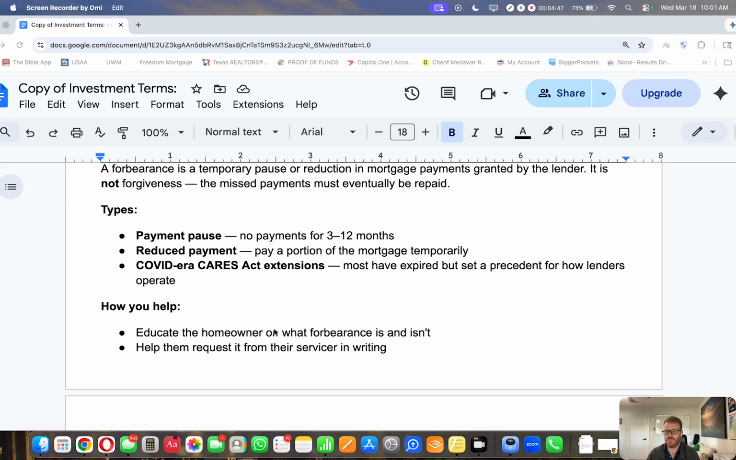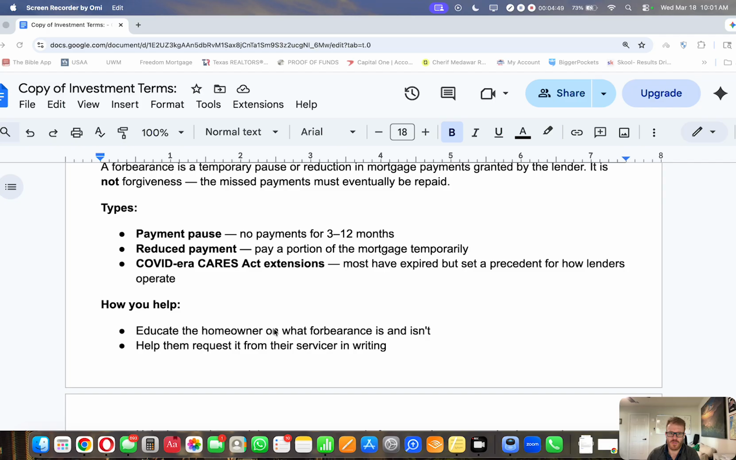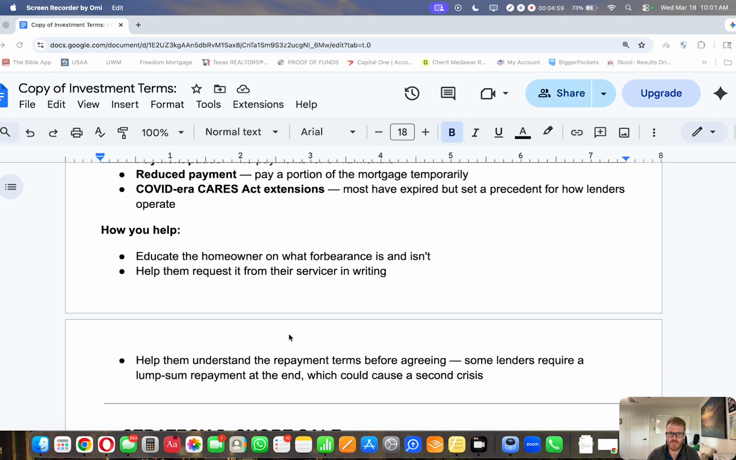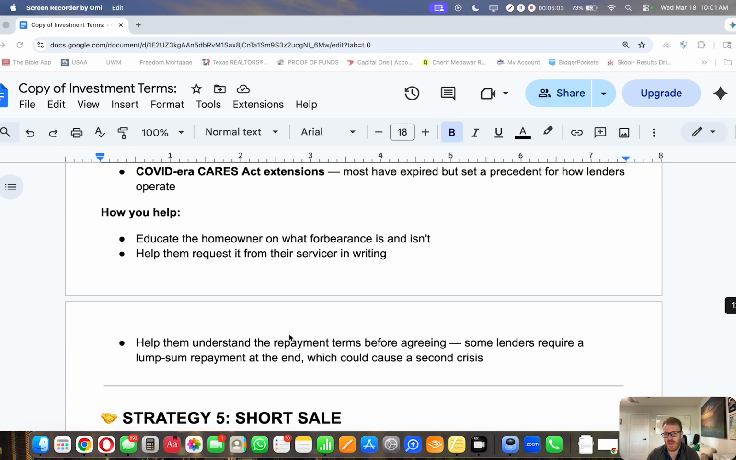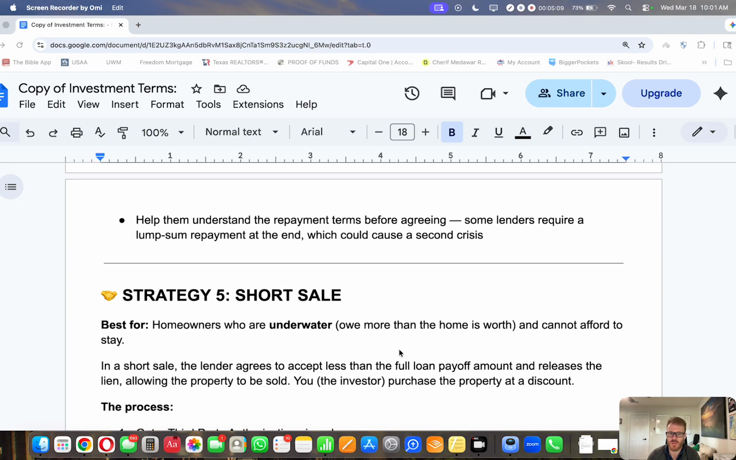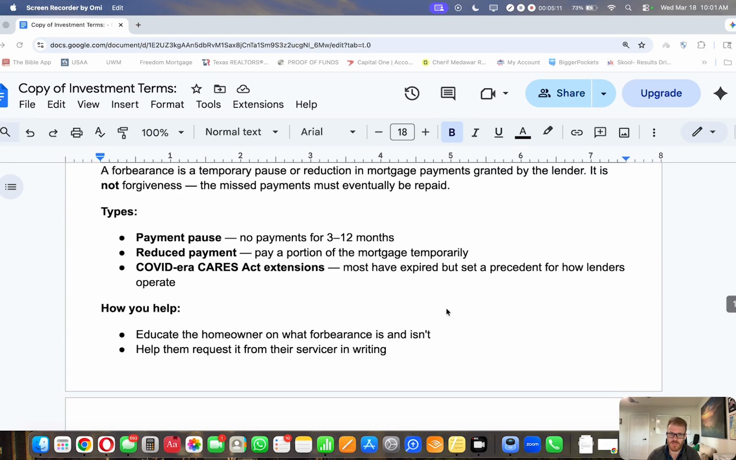So we can obviously help the homeowner understand what forbearance is and what it is not. We can help and assist them in requesting it from their servicer, and we can also help them understand what the terms are before they sign anything. Because some lenders might want to lump some of that money and potentially could cause another issue down the road. So there is a forbearance right there.